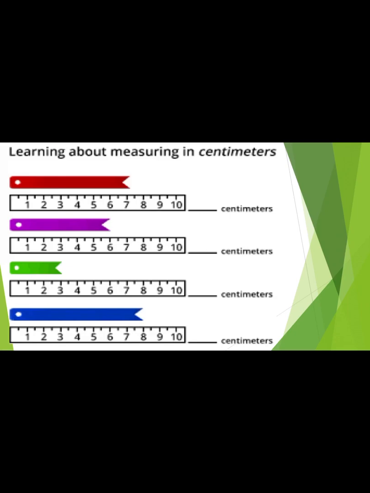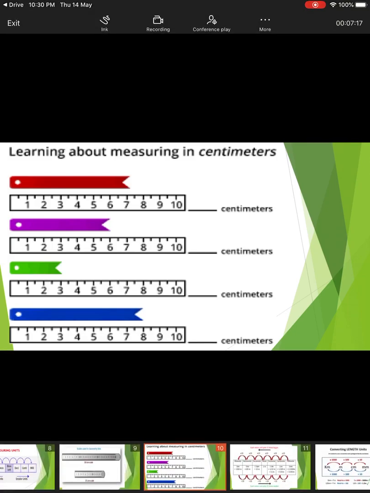Now learning about measuring in centimeter. The first one, the red ribbon, what is the length of this red ribbon? Look at it, it starts from 0 and ends at 7. So the length of the red ribbon is 7 centimeter. Similarly, find out for the pink ribbon. It just touches 6. From 0 it starts and comes to 6. So it is 6 centimeter.